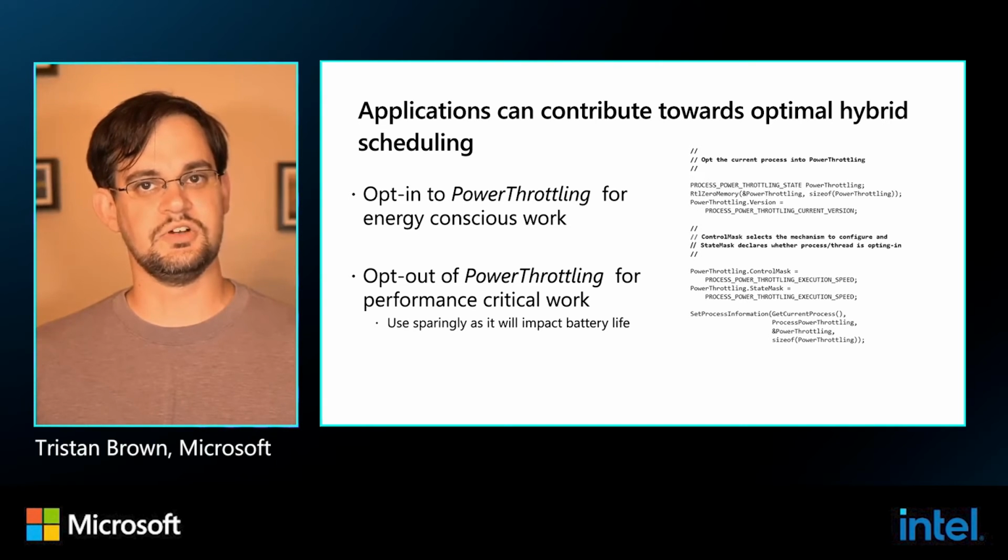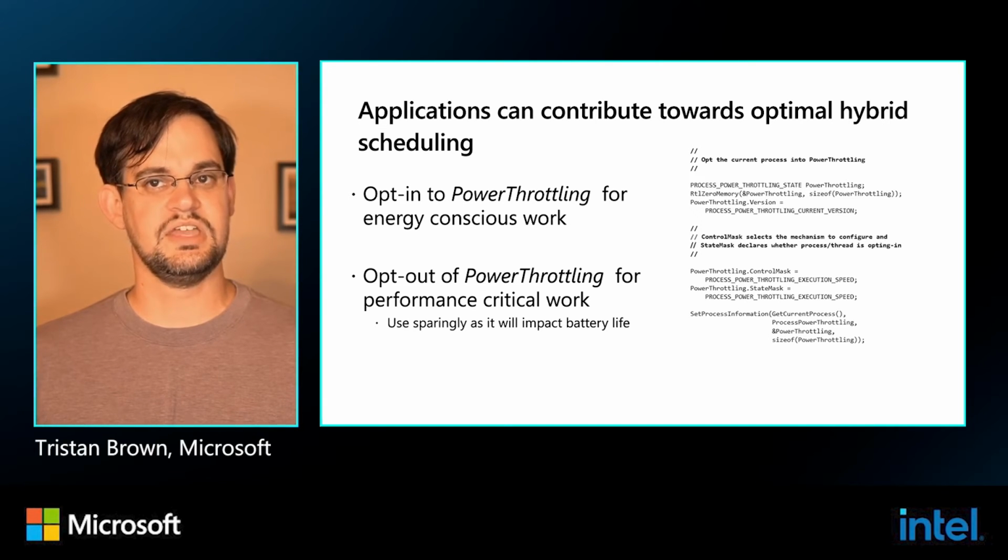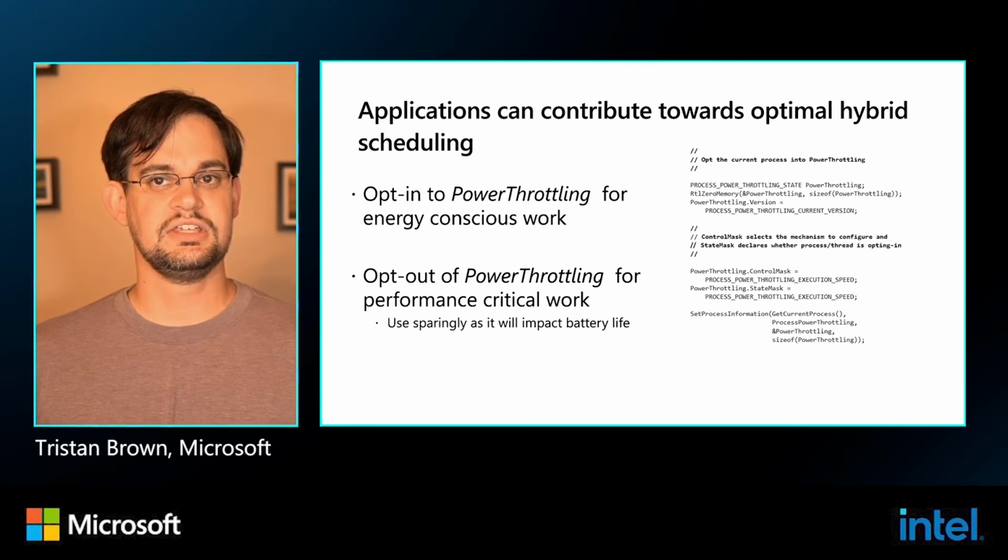Windows does not use a one-size-fits-all approach to manage quality of service expectations. On a thin and light laptop running on battery power, Windows will likely limit execution speed of power throttled threads. On a desktop workstation, power throttling may only be used to help prioritize which threads get P cores when the system is heavily loaded with more active threads than P cores.